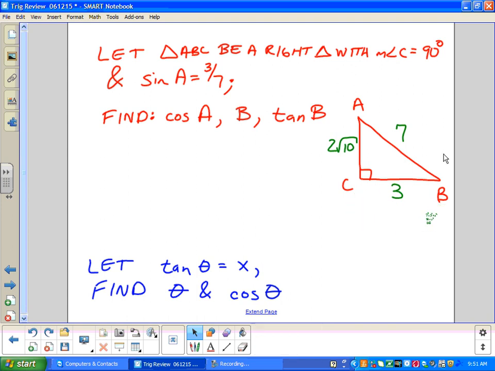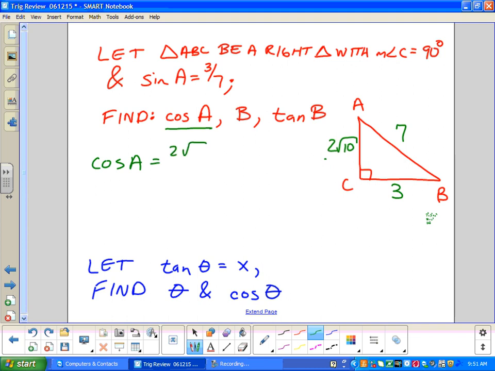All right, so there's my triangle. Now I say find cosine A, B, and tangent B. All right, so cosine of A is the adjacent over the hypotenuse. So cosine A equals 2 square roots of 10 over 7. I'll do tangent B next because that's probably the easiest thing. Tangent B equals 2 square roots of 10 over 3.